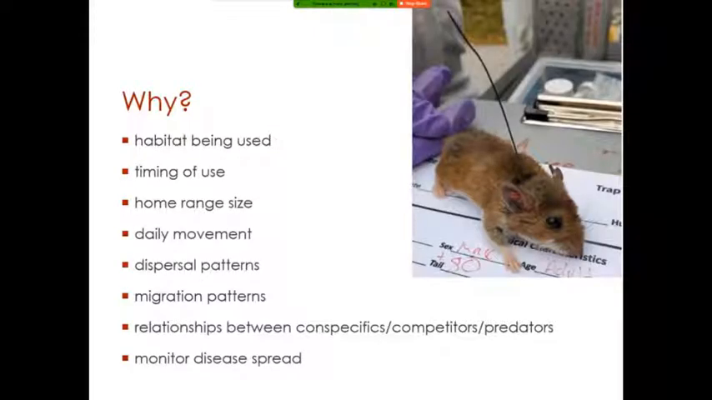So why do we care where the animals are located? We may want to learn what parts of the habitat are being used by certain species, the timing of use, habitat size, daily movement, dispersal patterns, how much space is required, migration patterns, relationships with others. We may want to monitor disease spread, and much more.